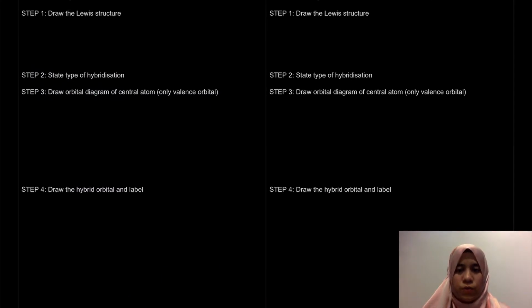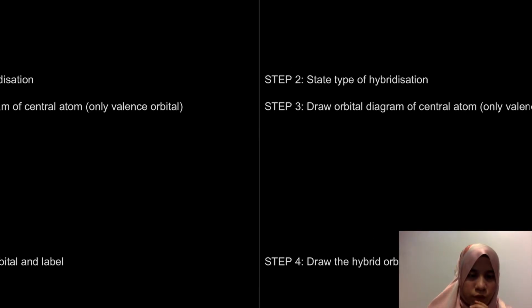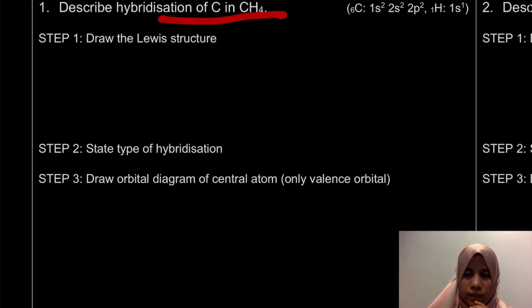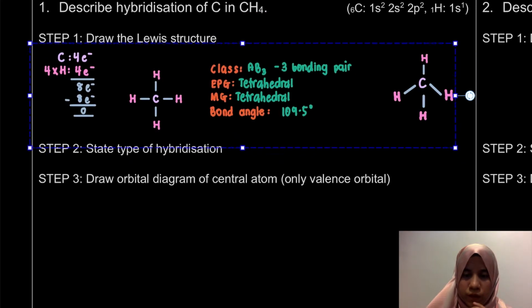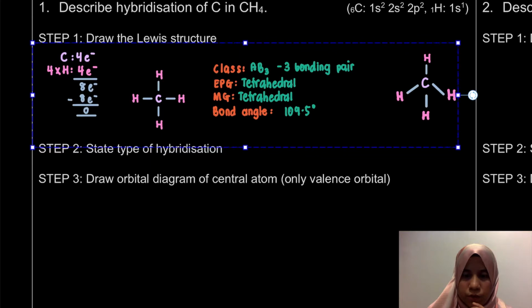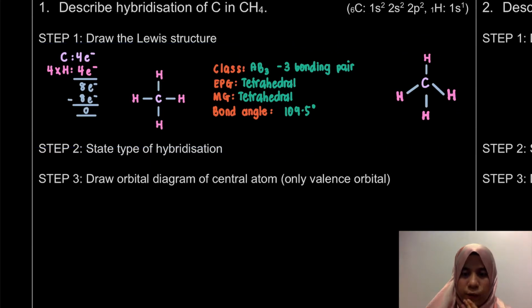Okay, so untuk yang sp³ ni both of the example kita akan buat sama-sama. So first one is actually describe hybridization of carbon in CH4. Okay, so again yang ini, I don't think so I have to explain much pun kan. Dia quite straightforward sahaja. The AB3 is supposed to be AB4. So AB4 for bonding pair.